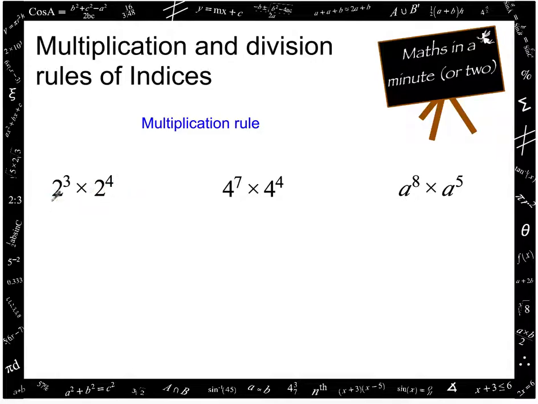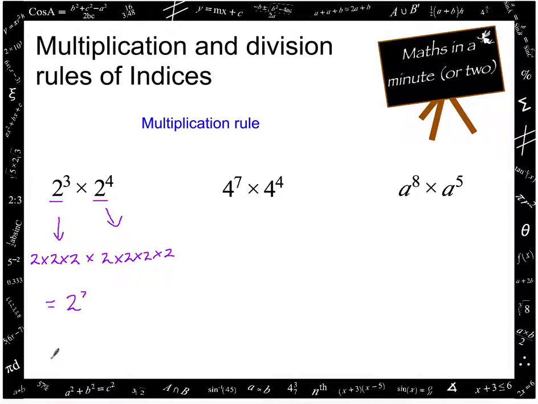Now what you'll notice here is that the base numbers are both the same. So that means we're dealing in just 2's. So if you were to write this out in full, 2 to the power of 3 or 2 cubed would give you 2 times 2 times 2. And 2 to the power of 4 would give you 2 times 2 times 2 times 2. And we're multiplying them. So we've basically got a long string of 2's, and we've got 1, 2, 3, 4, 5, 6, 7. So we've actually got 2 to the power of 7.